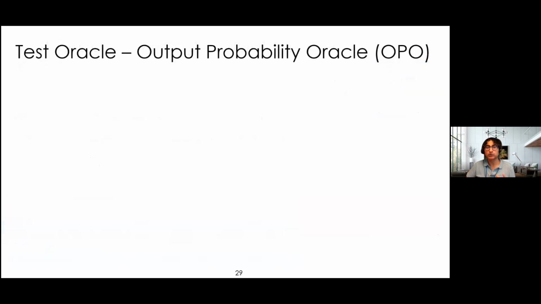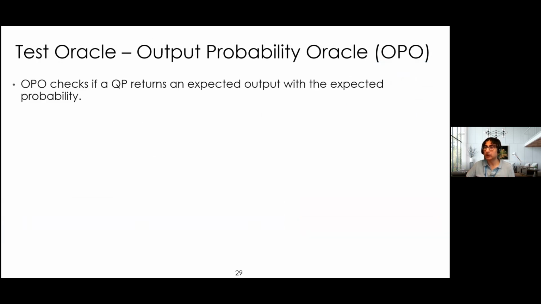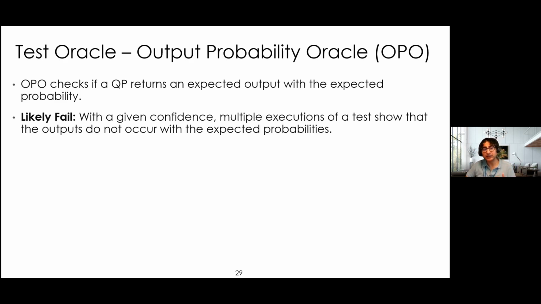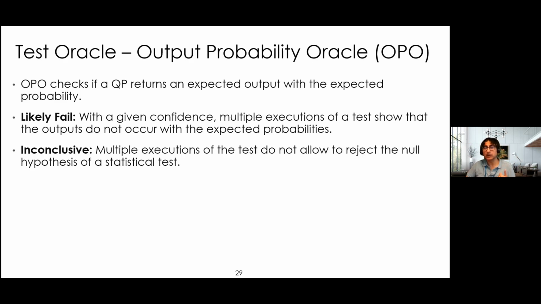The second oracle is probabilistic, which is called the output probability oracle. It means that the program gives me a correct output according to the specification, but then I need to run it a certain number of times to compare it with expected probabilities. For example, 50% 0, 50% 3. So to do that, I need to run it many times. And then it will tell me whether I have likely failed the program or I cannot conclude anything. To do that, we do statistical tests.